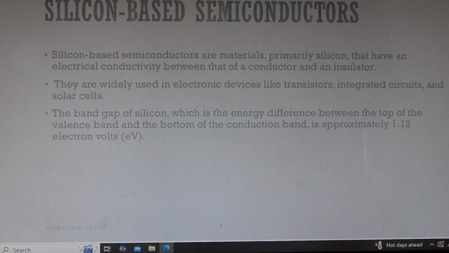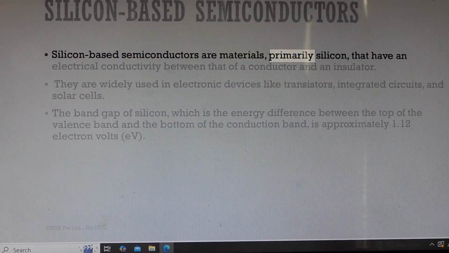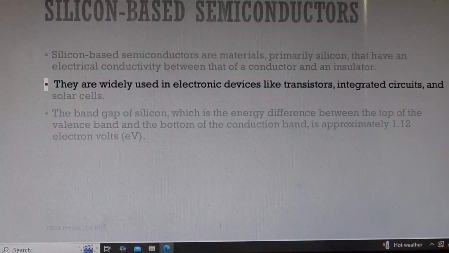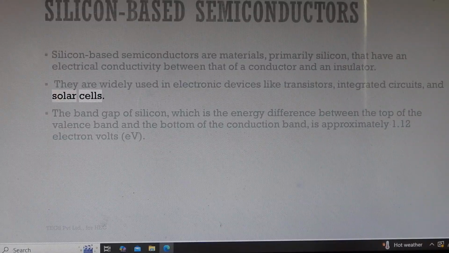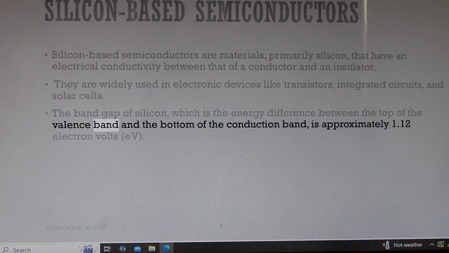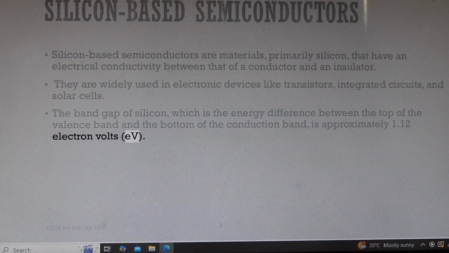Silicon-based semiconductors are materials, primarily silicon, that have an electrical conductivity between that of a conductor and an insulator. They are widely used in electronic devices like transistors, integrated circuits, and solar cells. The band gap of silicon, which is the energy difference between the top of the valence band and the bottom of the conduction band, is approximately 1.12 electron volts (eV).